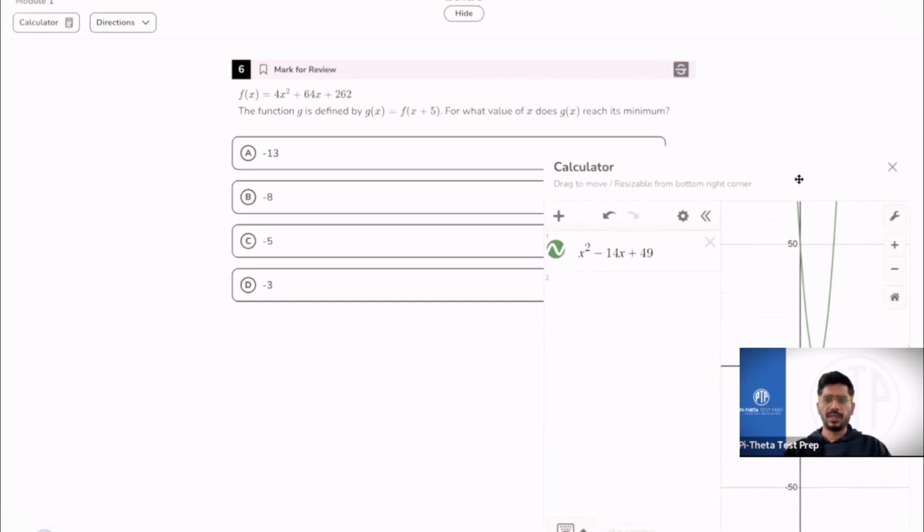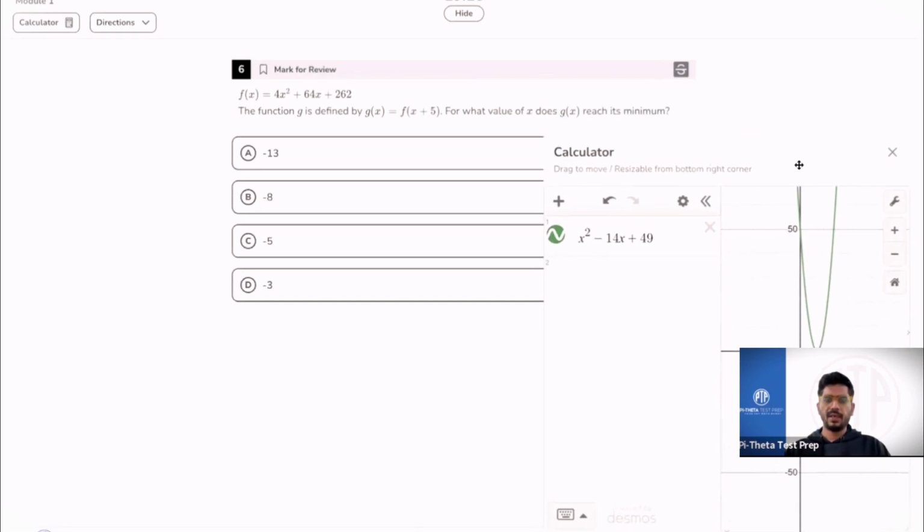Now, a very important question that is coming up is, they're telling f of x equal to 4x square plus 64x plus 262. The function g is defined by g of x equal to f of x plus 5. For what value of x does g of x reach its minimum? So they are asking you for what value of x. That means they are asking you the value of x here.